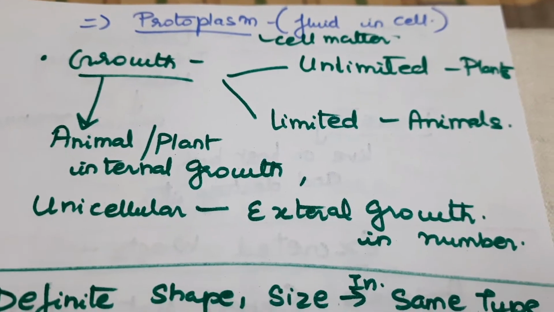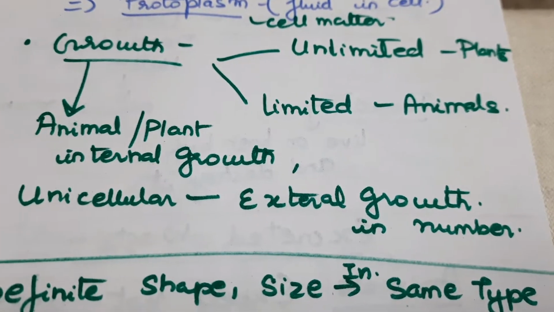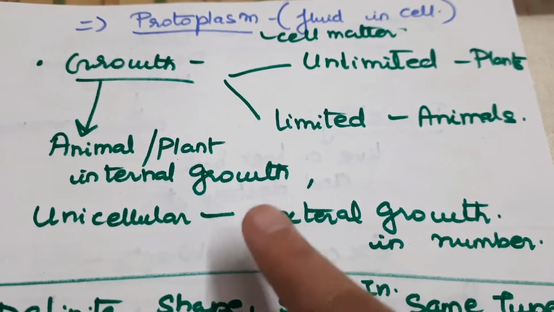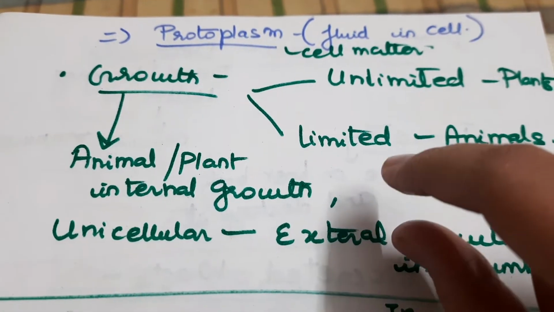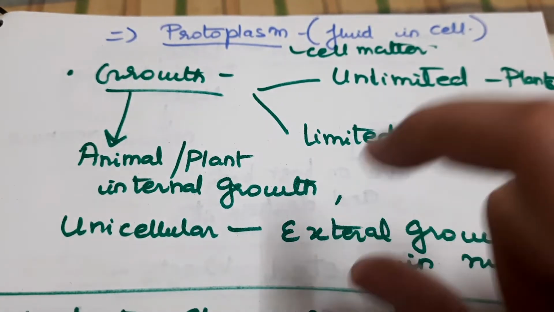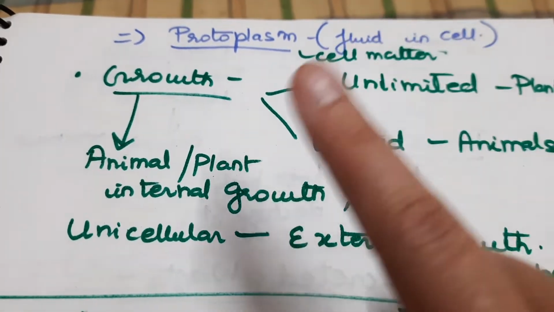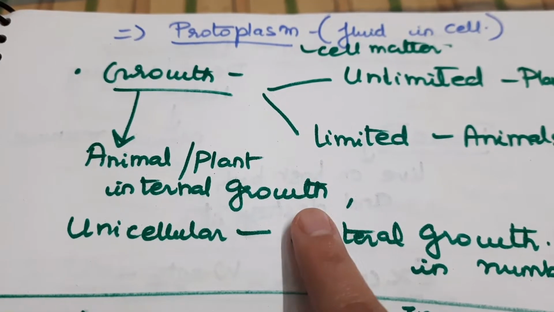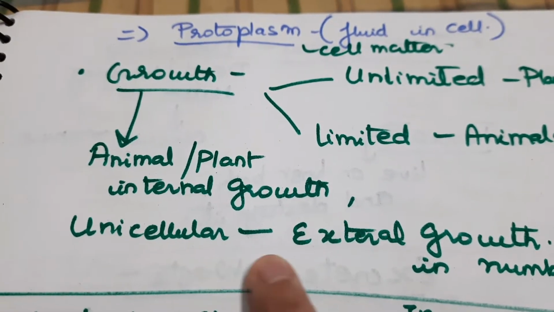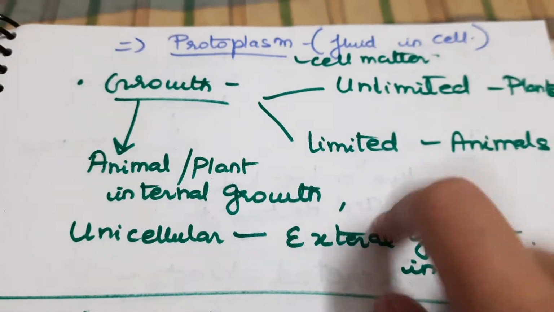Now coming to the next, which is growth. Growth can be limited or unlimited. Unlimited in plants and limited in animals, because plants grow throughout their life, but animals grow in a very small span of time. Then development occurs, but this growth will stop. In animals and plants, internal growth occurs. In unicellular organisms, they grow externally in number. So this is the growth in living organisms.